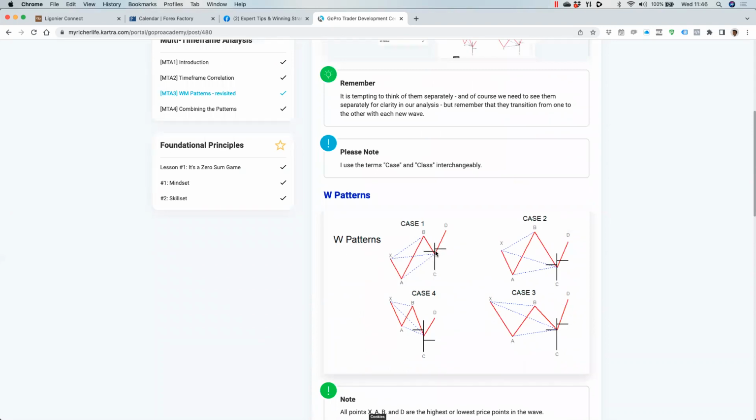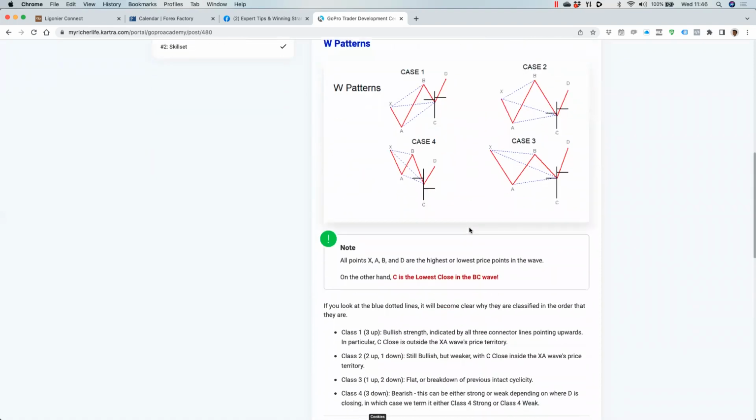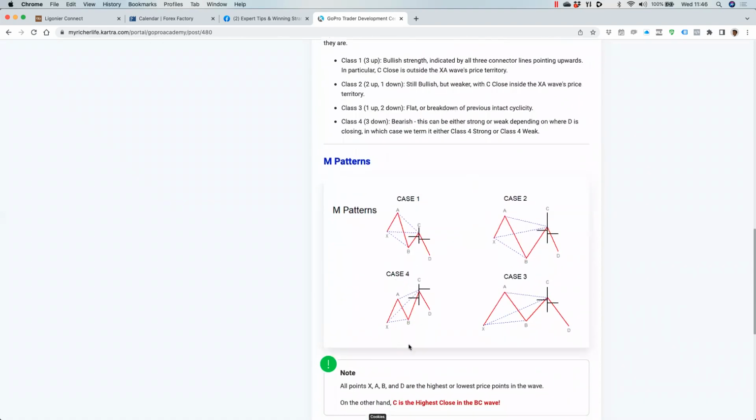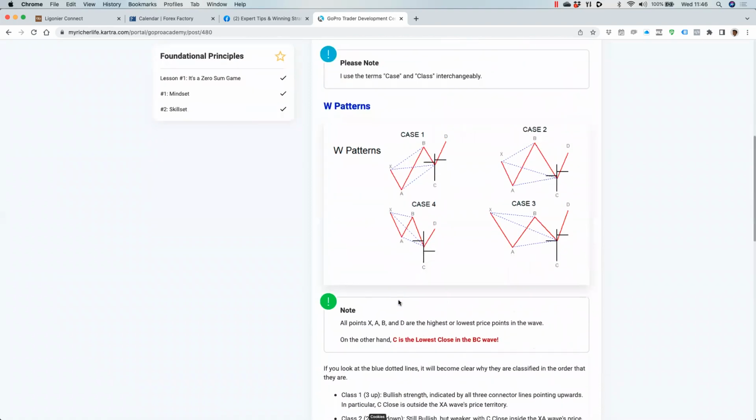If it continues to be strong, remember, so class 1, what happens when CD comes to an end and it rolls over? Well, what are we going to have? We're going to have an M pattern. A is going to become X, and we're going to have an M pattern that looks like that again. Okay, so in a strong bullish trend, you're constantly switching or flipping between class 1, class 4, class 1, class 4. As soon as some weakness starts creeping in, what do we have?